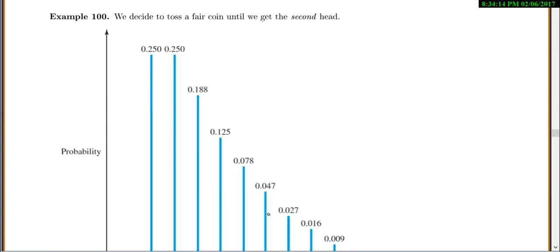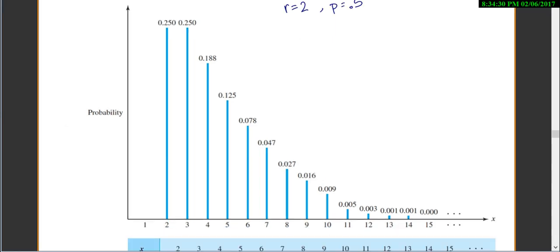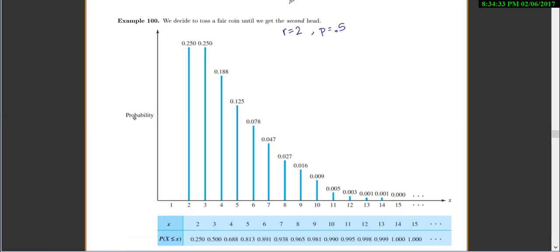So let's say in this example we decide to toss a fair coin until we get to the second head. In this case, r would be 2 because we want to get 2 successes, and our probability would be 0.5 because we're just tossing a coin, so we have a 1/2 chance of getting a head. It's kind of big here, but you can see here's my x's, here's my probability. So this is my PMF, or the probability that x equals x. And then down below, separately, you have a table for each x value, and then you have the probability that x is less than or equal to that. So all of the x's up to each value. Like this one, the probability that x would be less than or equal to 8 is 0.965.